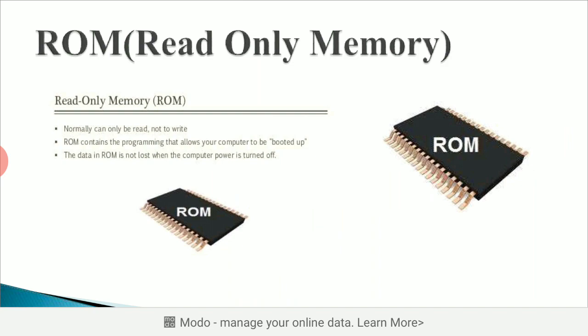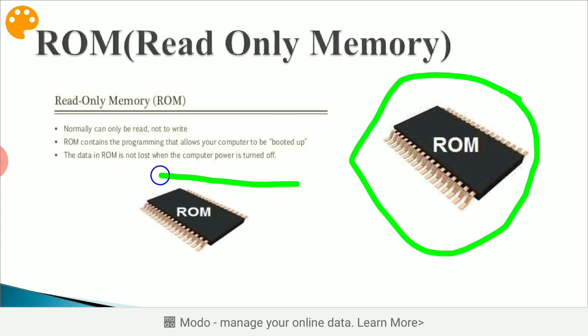For example, can you change the process of shutting down the computer? No. Why? Because these instructions are saved in a ROM. All instructions that are required for booting the computer are stored in a ROM only. It means ROM is the predefined or a default program. So in this picture, you can see it is a ROM.